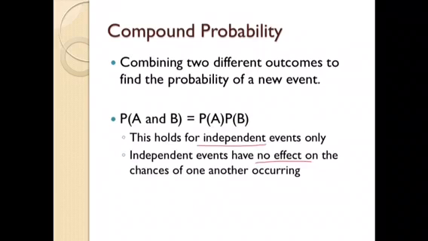But let's say that I want you to pick a card from a deck and you don't replace it, and then you're going to pick a second card. Taking that first card out changes the chances of getting all the other cards in the deck, so those would not be independent. So you have to make sure your things are independent in order to use compound probability. Let's go ahead and use some examples.